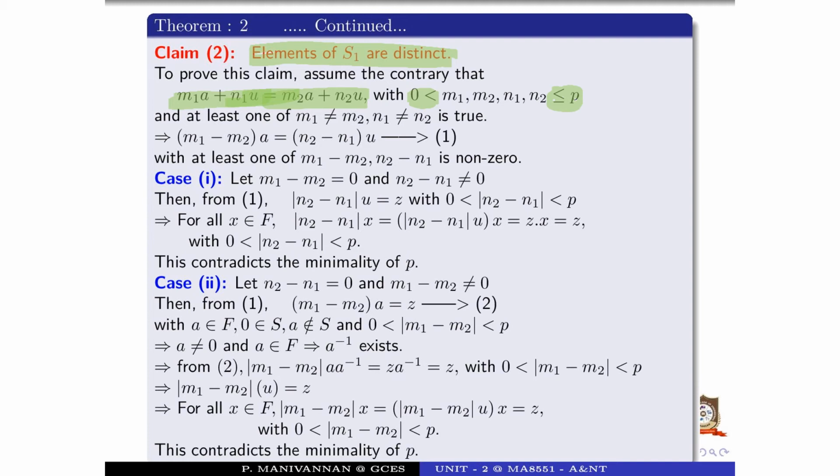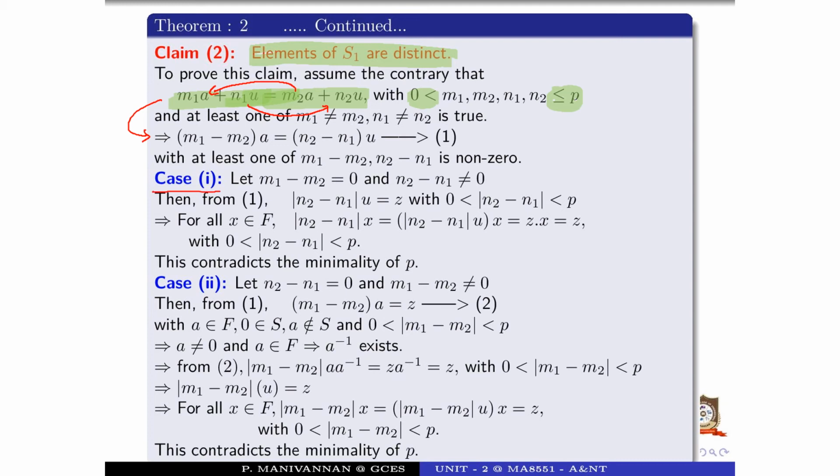Subtract, we replace this value by interchange: m2 taken to this side, n1 taken to that side. Then this equation is rearranged as (m1 − m2)a equal to (n2 − n1)u. It is equation number 1, with at least one of m1 − m2 and n2 − n1 non-zero. At least one is non-zero.